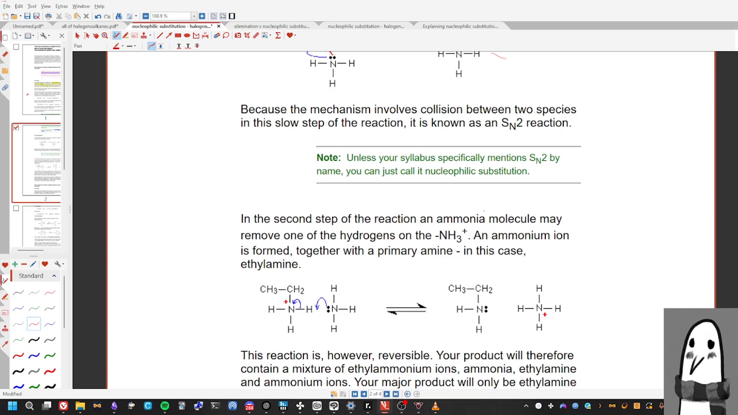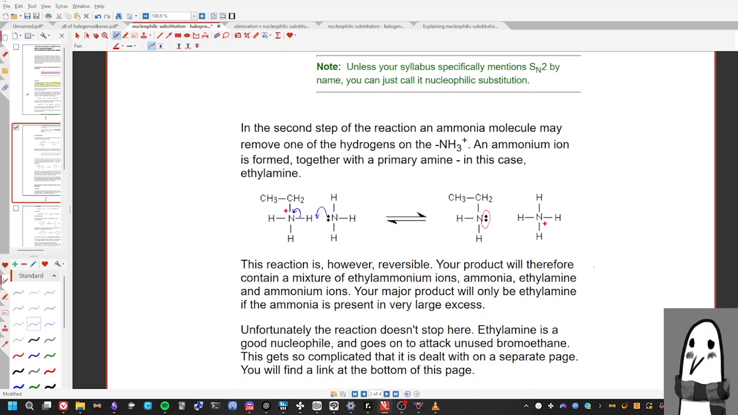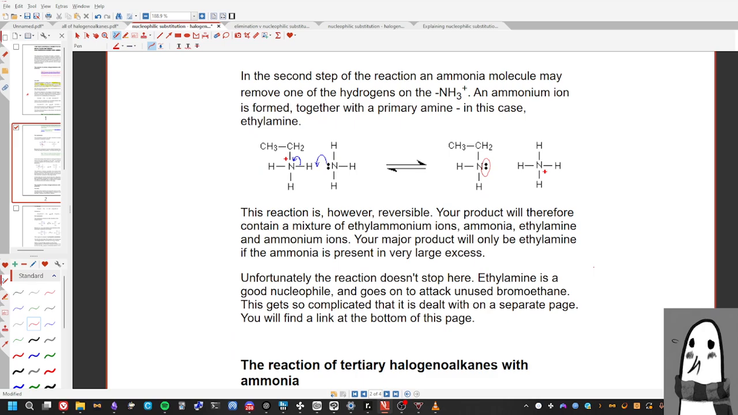What did they say? Yeah, an ammonium ion is formed, NH4+, because, okay, so the electrons are given over there, so this goes over here. Brings your H over. Okay, yeah, so the things are just left over here, and this goes as a plus. Your product will therefore contain ethylammonium ions, ammonia, ethylamine, and ammonium ions.